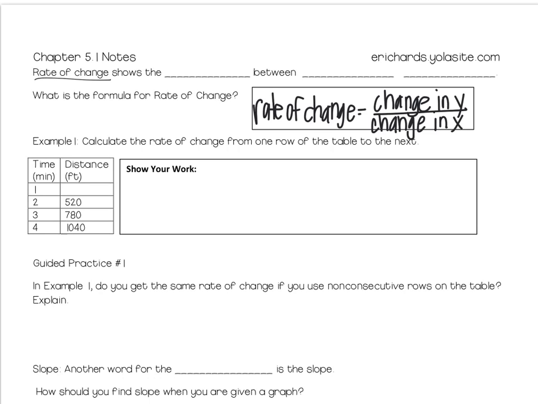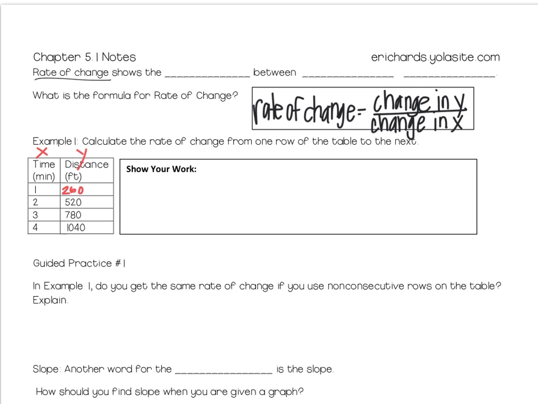So for example 1, they give you a table with time and distance, and they ask you for the rate of change from one row of the table to the next. When you have time and distance, time is always your independent variable, so that's going to be your x, and your distance is going to be your y. So to find your rate of change, you are going to find the change in y over the change in x.